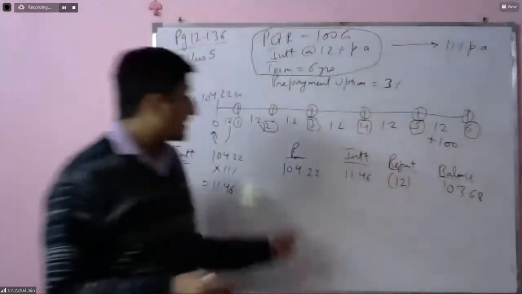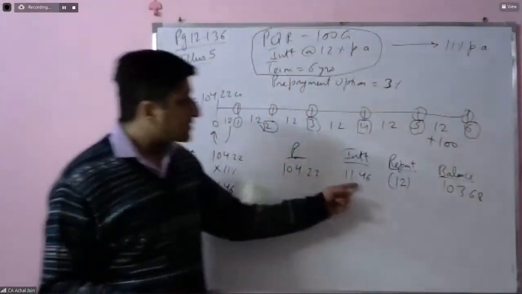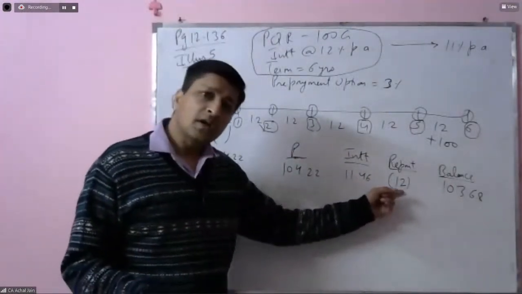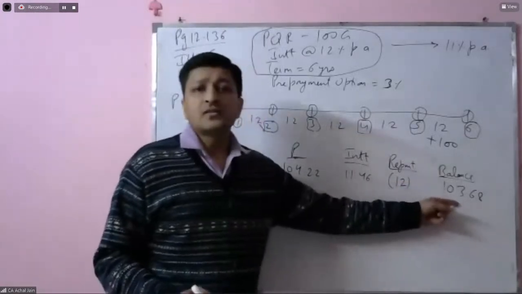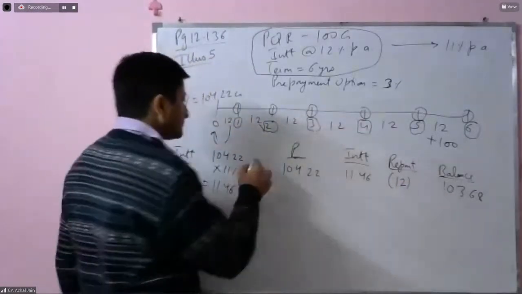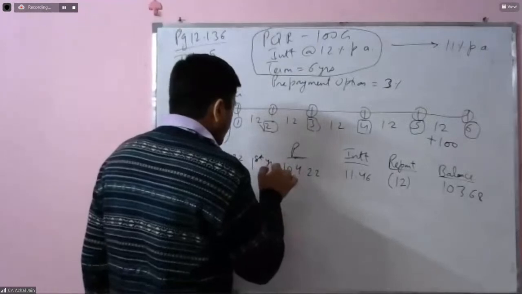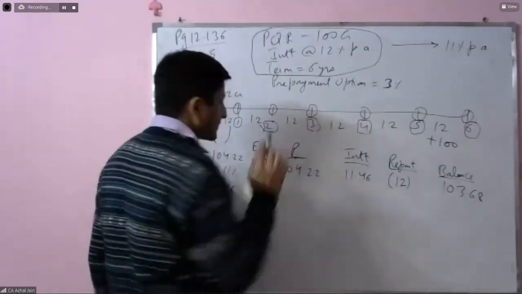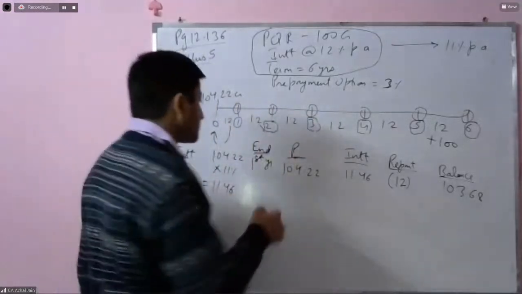How do I get this balance? Principal plus interest minus the amount paid. So we get 103.68. This is the first year, and we are looking at the end of the first year. So this is the first year.